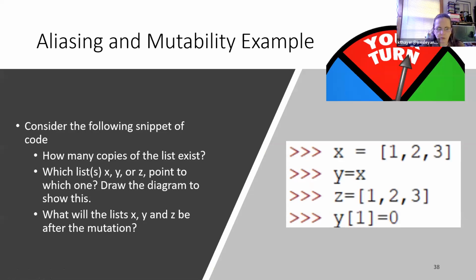So here is a little example for you to try out. Consider the following snippet of code. How many copies of the list exist? Here is our little snippet of code right over here. Which lists, X, Y, or Z, point to which one? Draw the diagram to show it. And what will the lists X, Y, and Z be after the mutation? Do you see the mutation right here? Y of 1 equals 0. What will these be? So let's take a moment, go ahead and pause the video and try that problem out for yourself. And after you've had a go at it, let's return back.